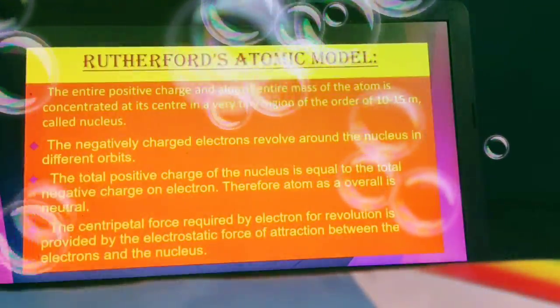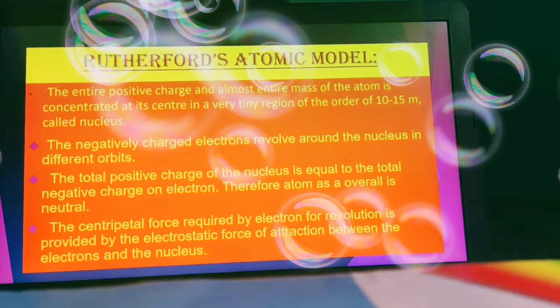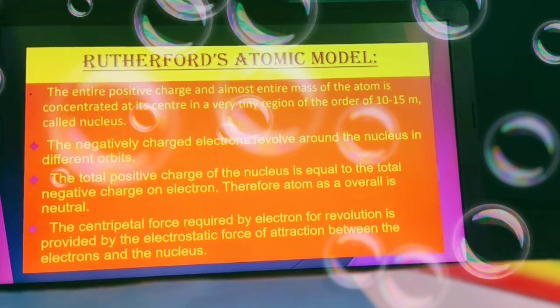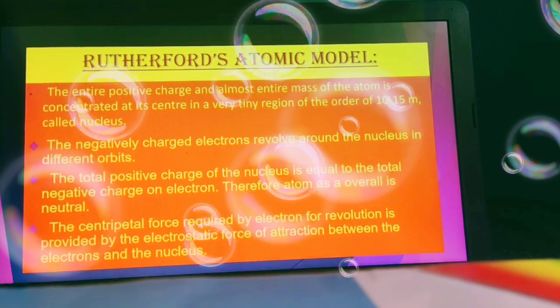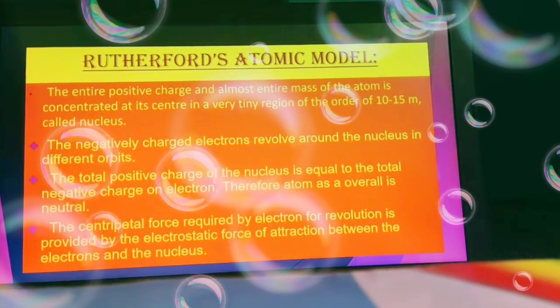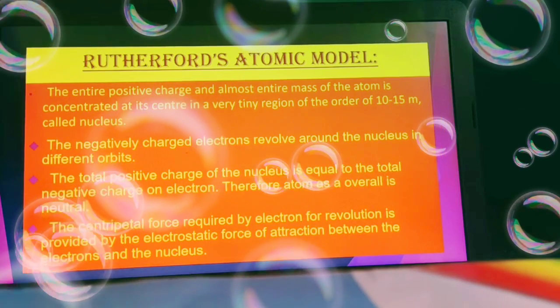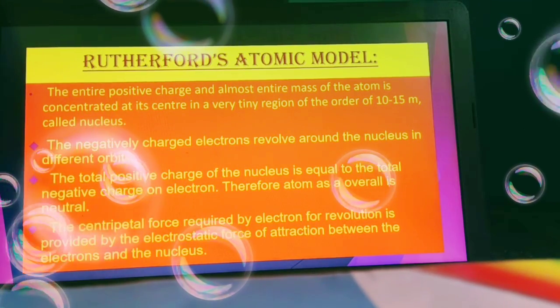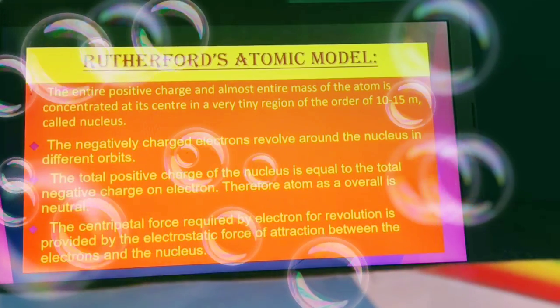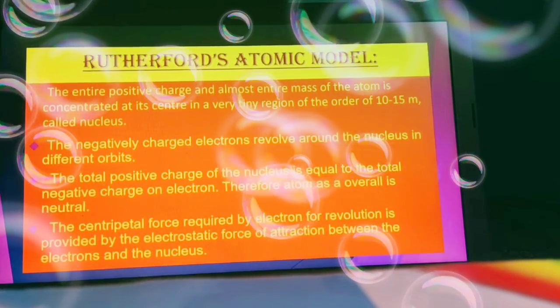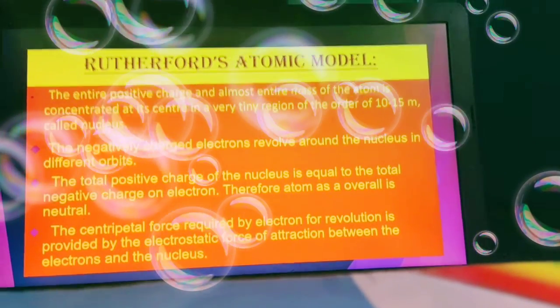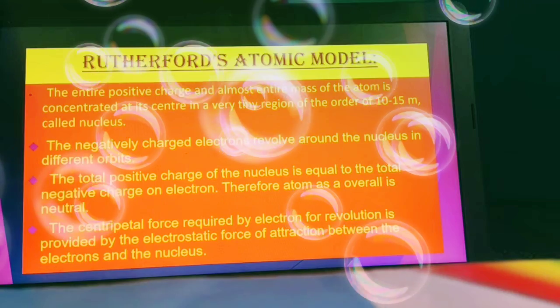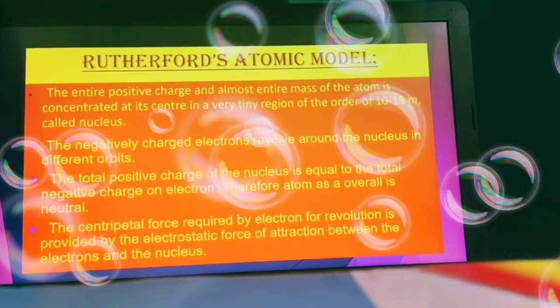Then next one is Rutherford's atomic model, which are the postulates. The first postulate is the total positive charge and almost the entire mass of the atom is concentrated at its center, which is known as nucleus, which is of order 10 to the power minus 15 meter.